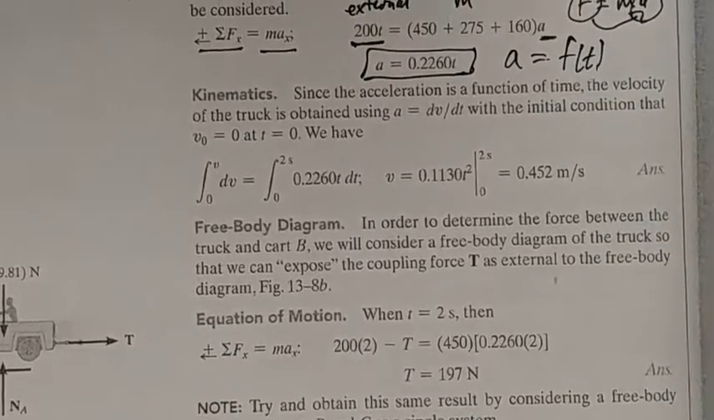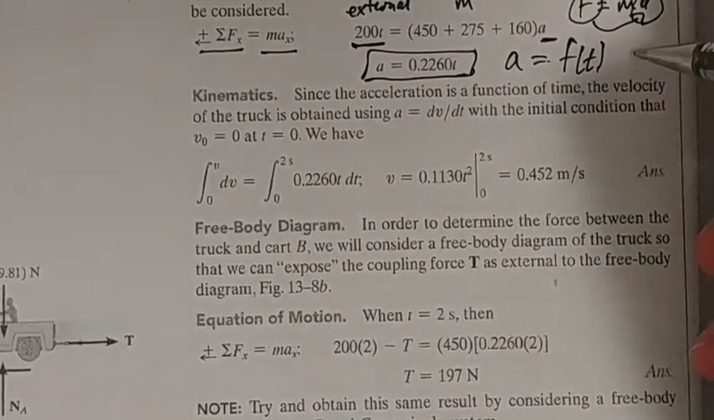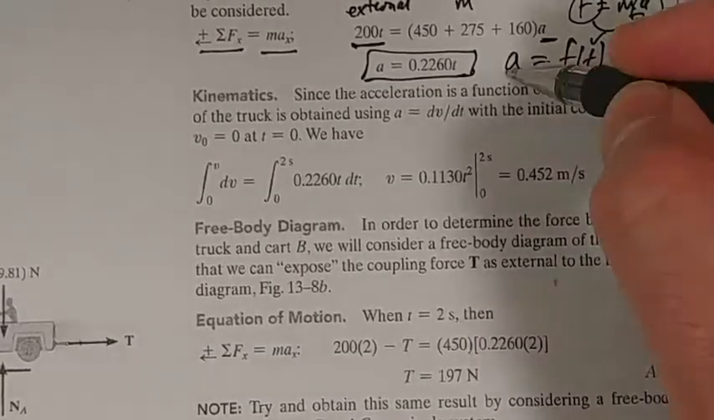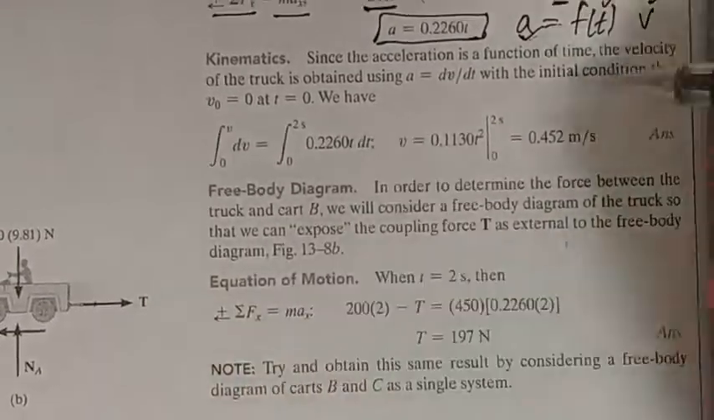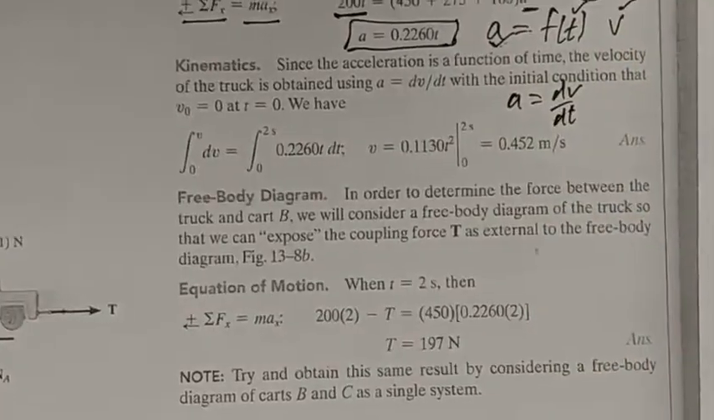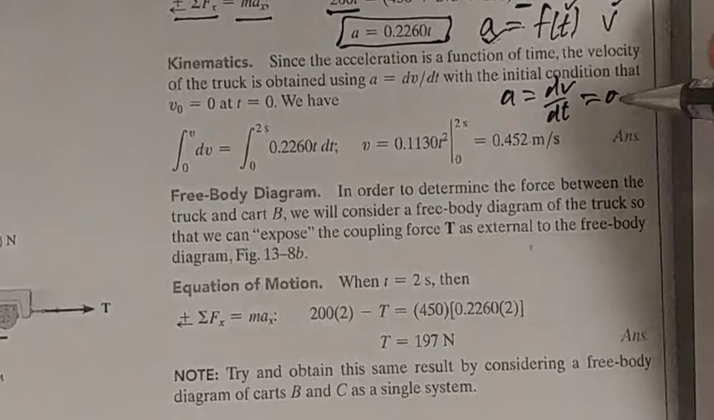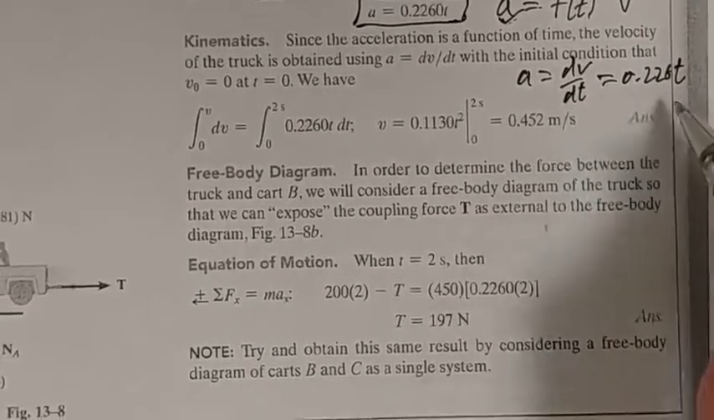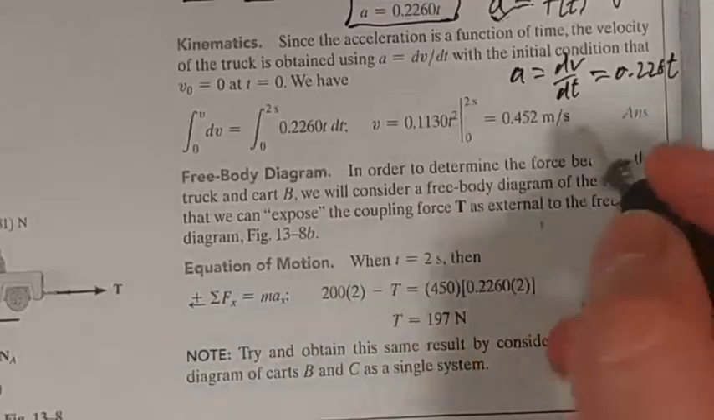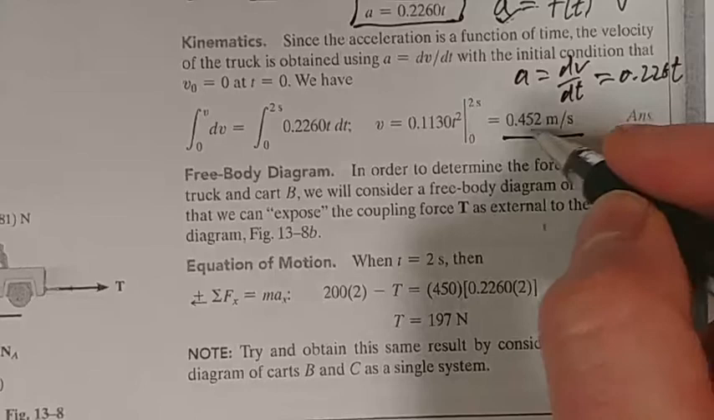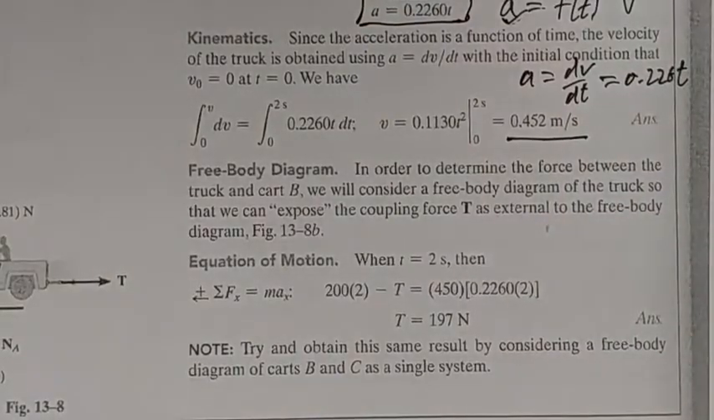Okay? And we are looking for speed. So we've got A, we have T, and we have V. So we know that A is dV/dt. Okay, this is old stuff now. And that equals 0.226T. So we separate variables and we integrate. I'm not going to go over that. And we calculate V. The velocity at 2 seconds is 0.452 meters per second.